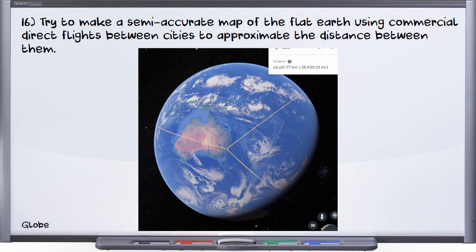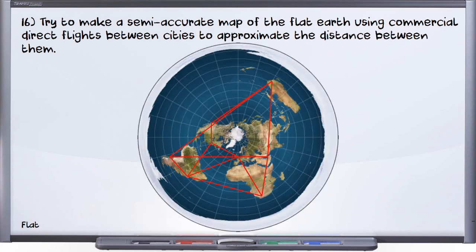I'm showing Sydney, Australia. I'm showing 3 different flights connecting through Sydney, Australia, as they go over the globe. Here's the same 3 flights out of Sydney, here, here, and here.